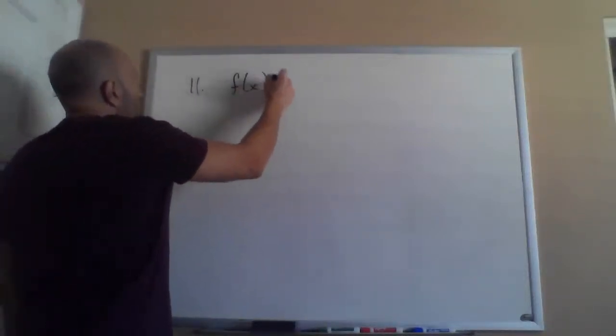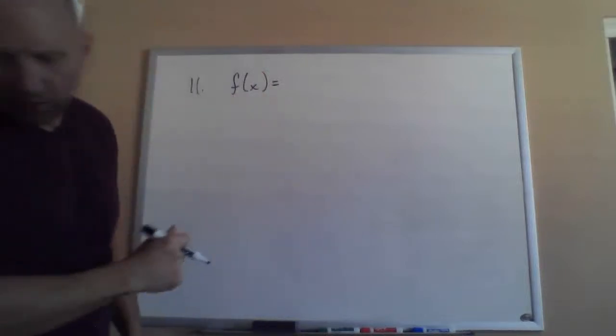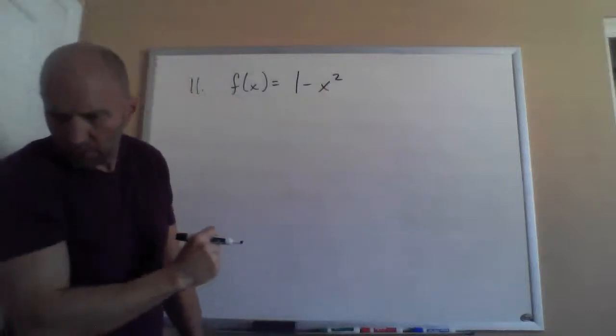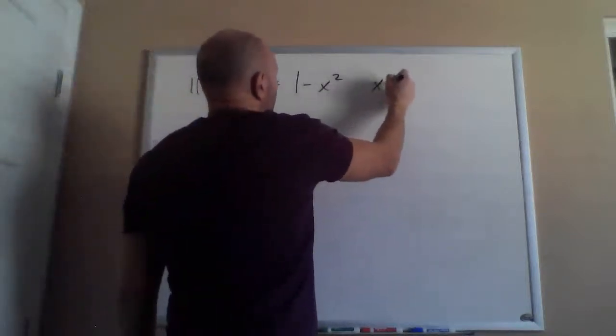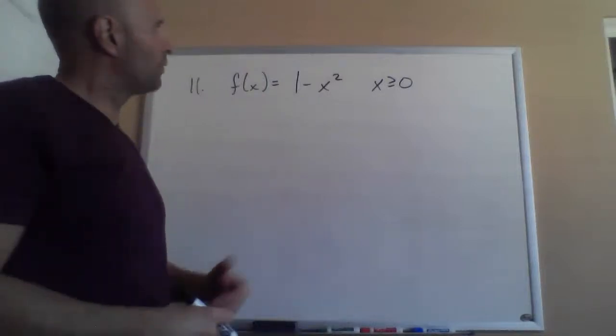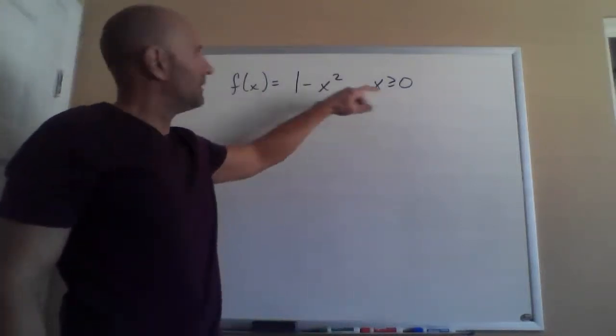It said f of x is equal to 1 minus x squared, and this is when x is greater than or equal to 0. And we have to find the inverse function. Well, why is it telling us this?